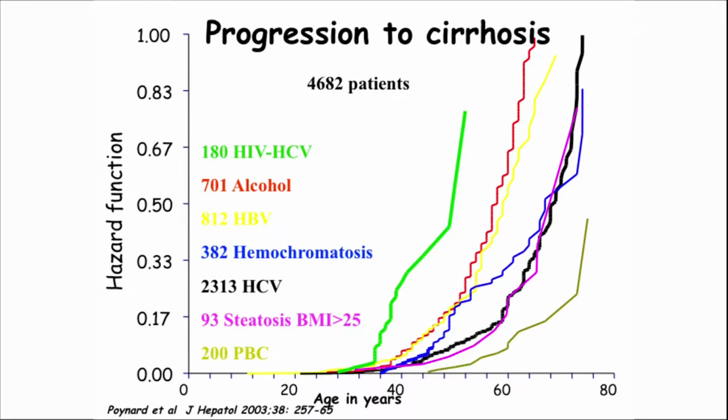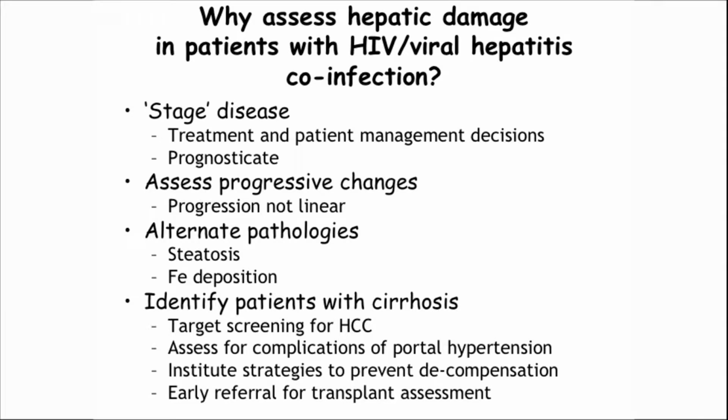We've seen this before. We know that in the context of HIV, hepatitis C co-infection, progression to end-stage liver disease is very rapid, and hence there's a constant need to be assessing people frequently in order to intervene at the right time in terms of hep C HIV co-infection. So, just to try and summarize that, we need to look at reasons why we need to stage disease in co-infected patients. We really need to do that to make patient management decisions, to prognosticate.